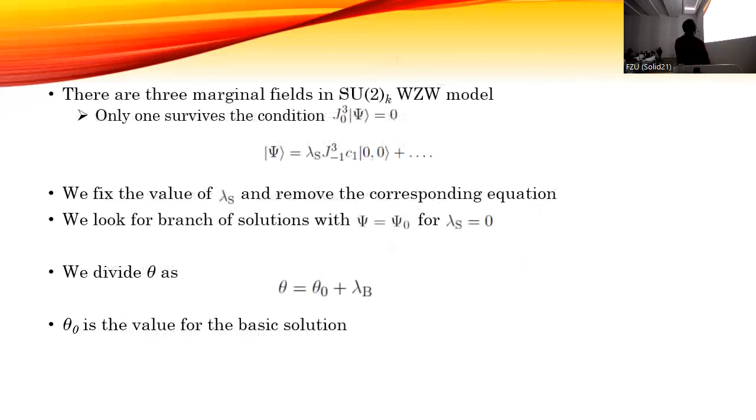Okay. So in the Wess-Zumino-Witten model, we have 3 marginal fields, but since we apply this condition, only one of them survives. It's given by this J_{-1,3} operator.